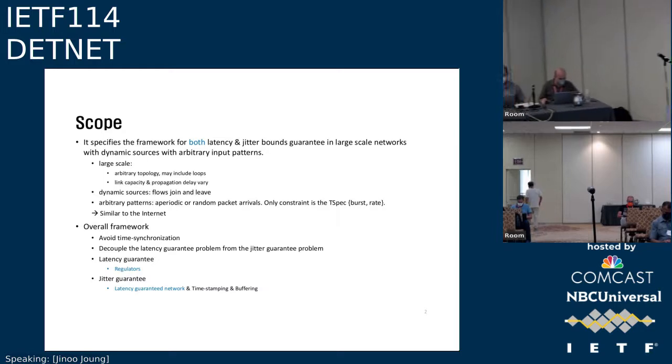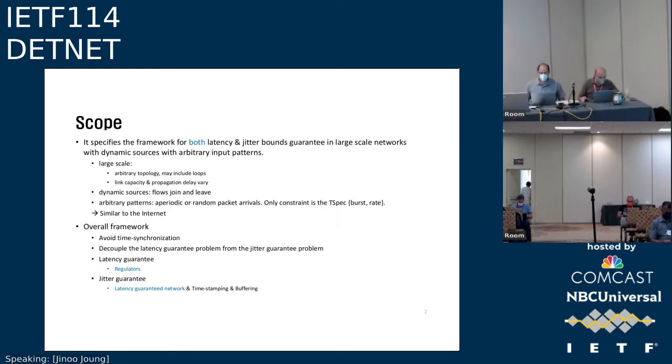Okay. So it specifies the framework for both latency and jitter bounds guarantee in large-scale networks with dynamic sources with arbitrary input patterns. Here, the large-scale means the network has arbitrary topology, and it may include loops. And the link capacity and the propagation delay may vary. The dynamic sources means flows join and leave freely.